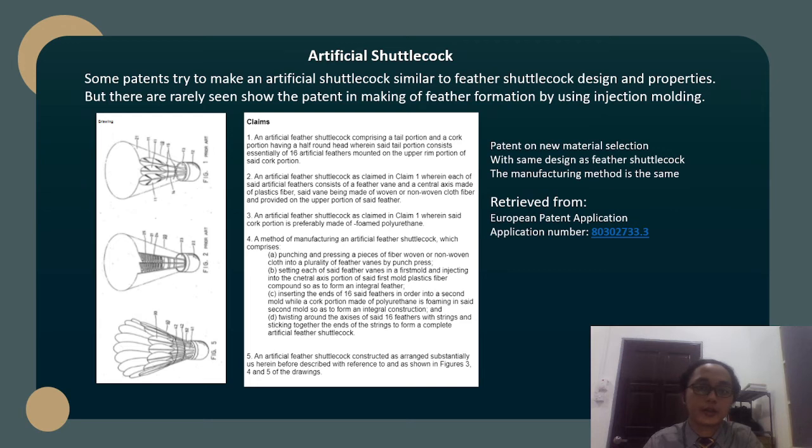For example, in 1982, a patent was published to replace the feather material of a shuttlecock using woven and non-woven cloth fiber, with the same production process method, which is the traditional method.